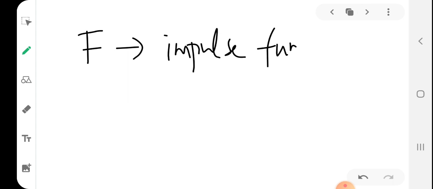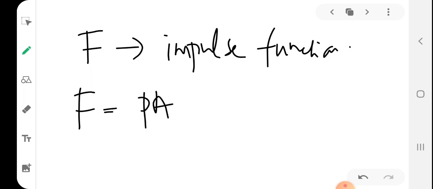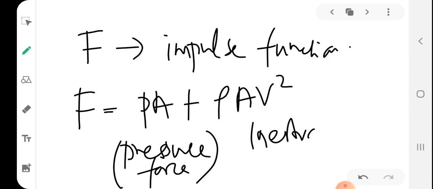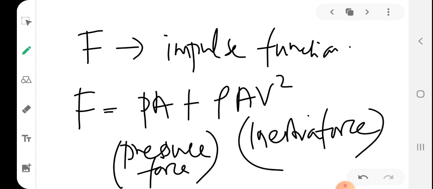Students, I am introducing a term called F. F is nothing but the impulse function. The impulse function F is the sum of pressure force and momentum force or inertia force. So this is the pressure force, and this is the inertia force. The sum of the pressure force term and inertia force term is known as the impulse function.